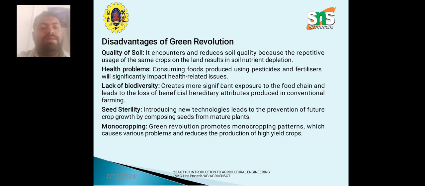Hence, the disadvantages of green revolution are that it causes reduction in quality of soil, it causes health problems, lack of biodiversity, it causes seed sterility, and it results in monocropping.